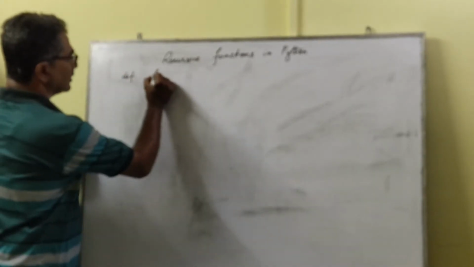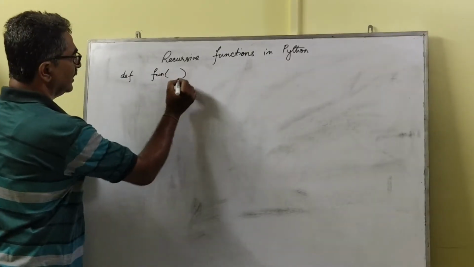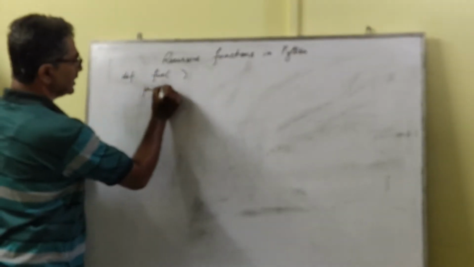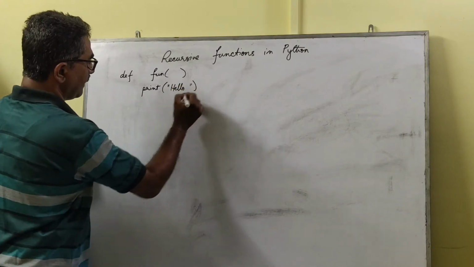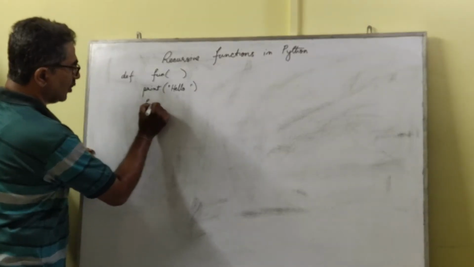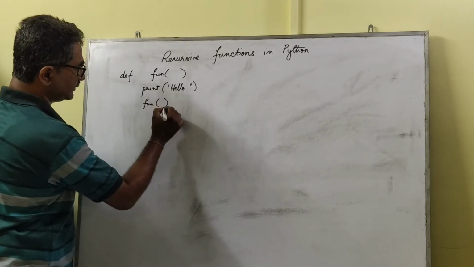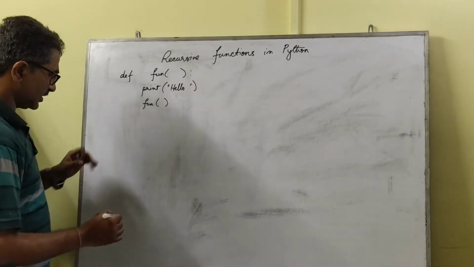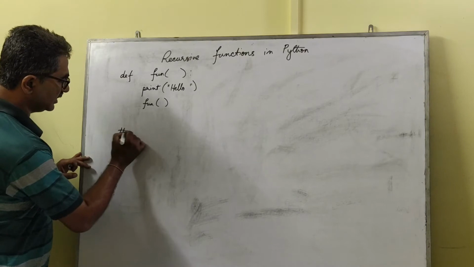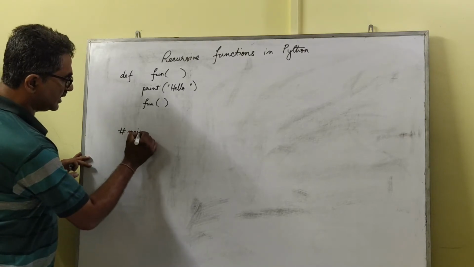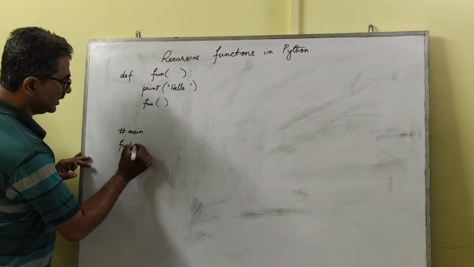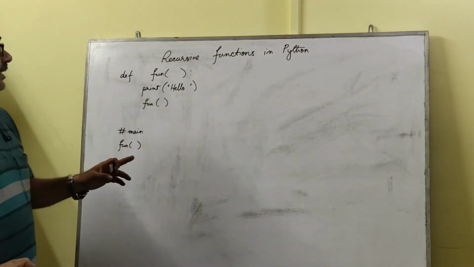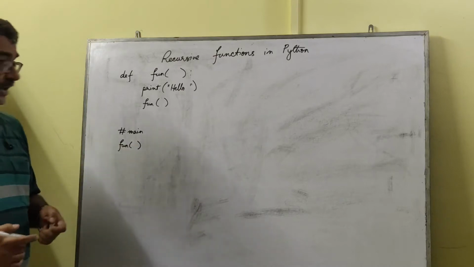Let the name of the function be fun. And let me print a message, say print hello. And then let me call the function once again. Let's see what is going to happen. From here, the main program begins. And let me give the name of the function for invoking or calling the function.